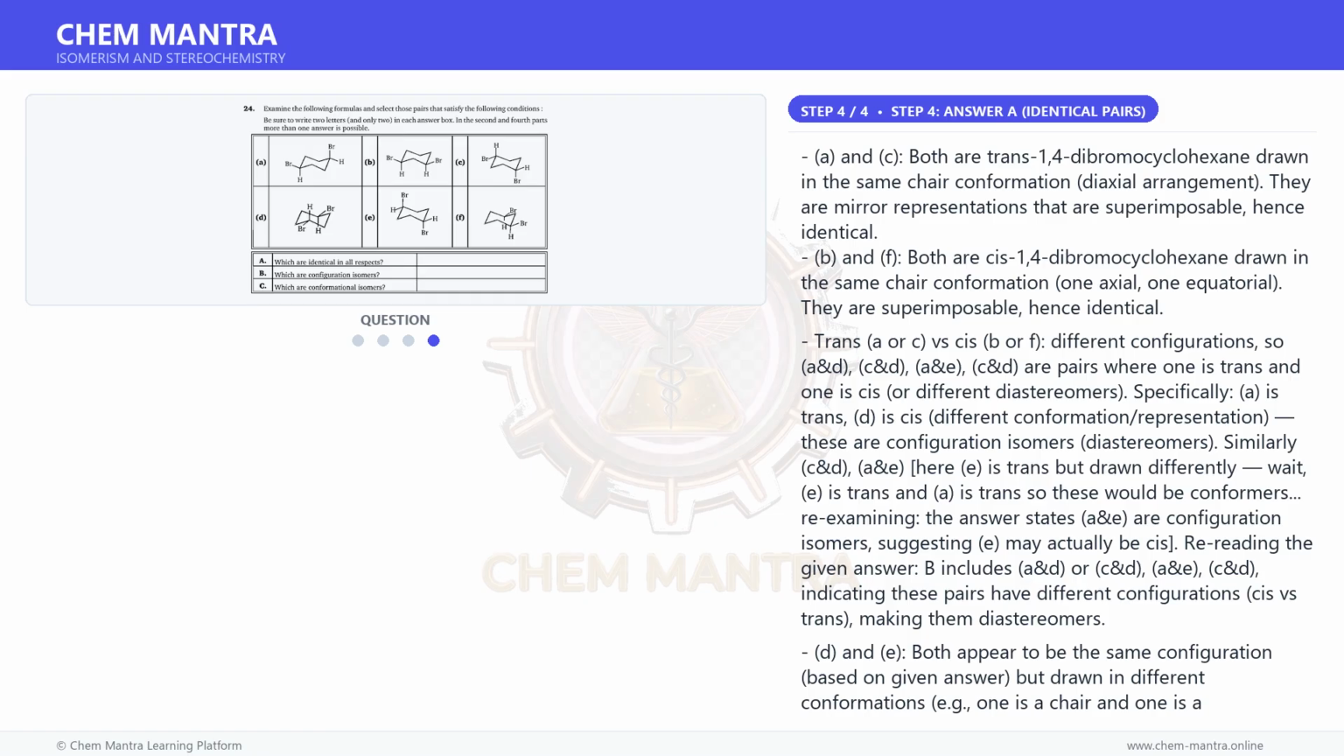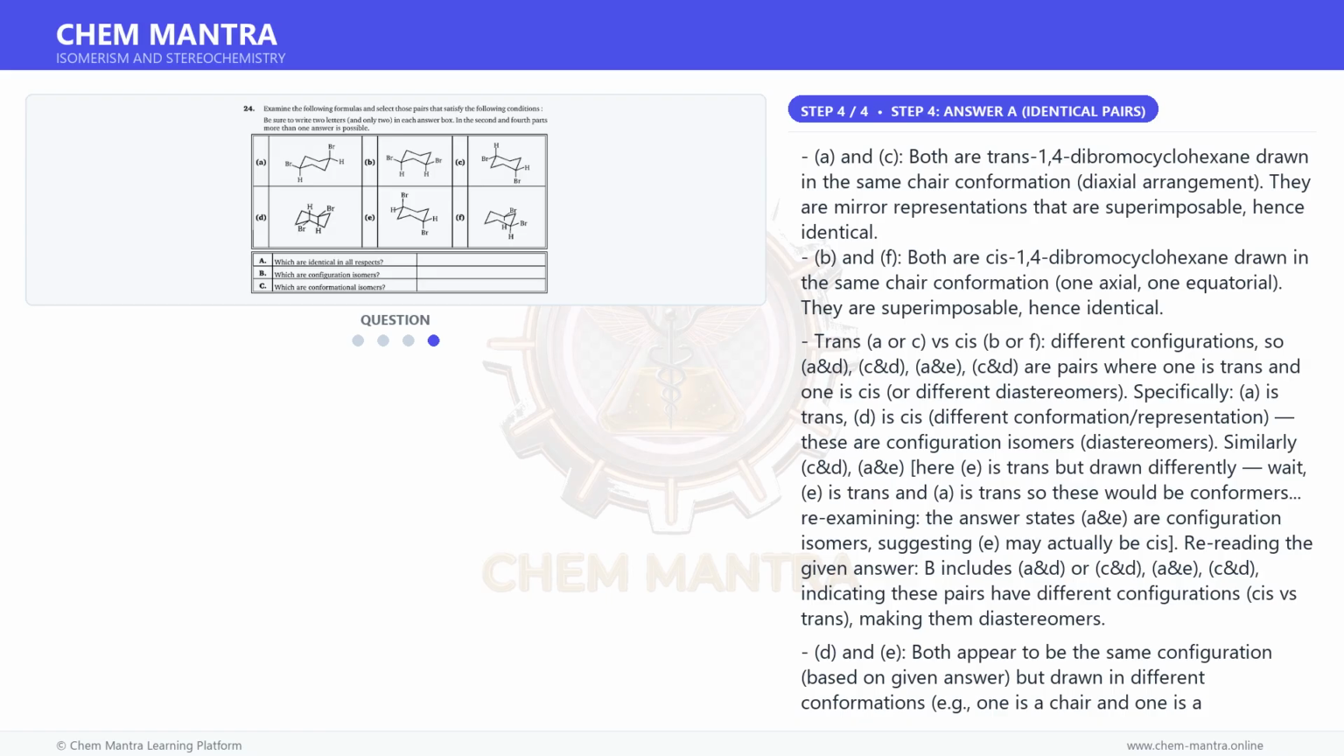Trans A or C versus cis B or F: different configurations, so A and D, C and D are pairs where one is trans and one is cis, or different diastereomers. Specifically, A is trans, D is cis, different conformation representation. These are configuration isomers, diastereomers. Similarly, C and D, A and D. Here E is trans but drawn differently.